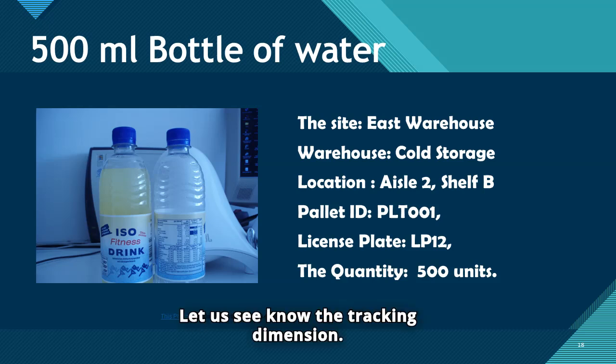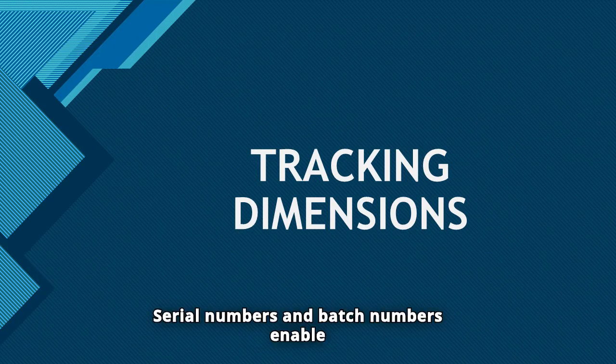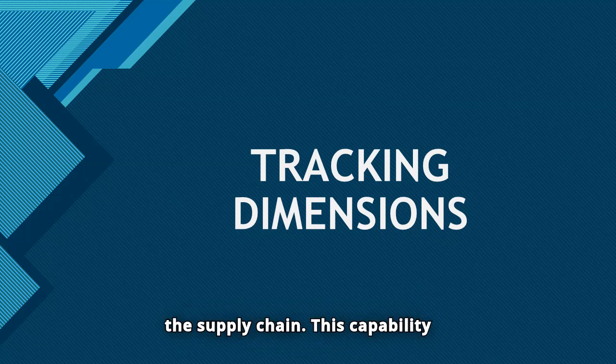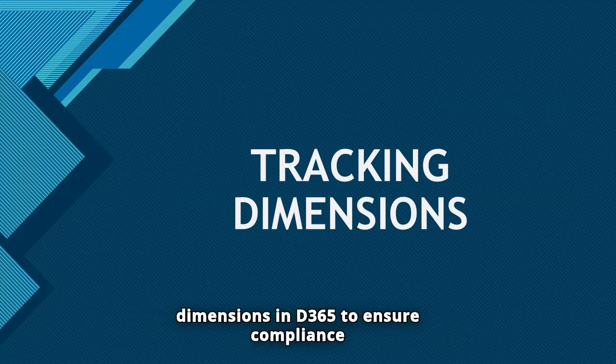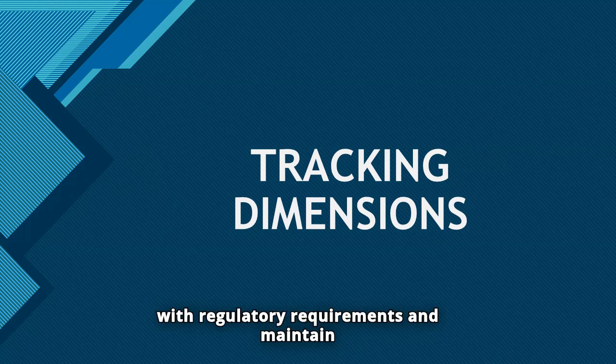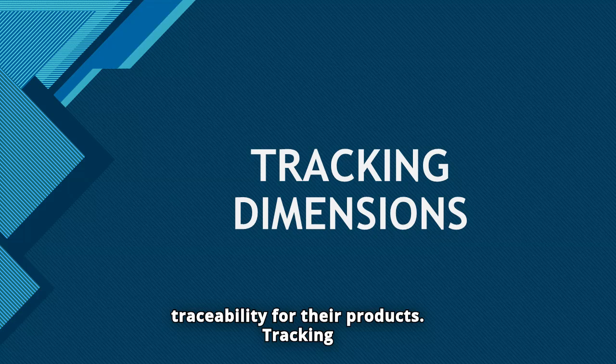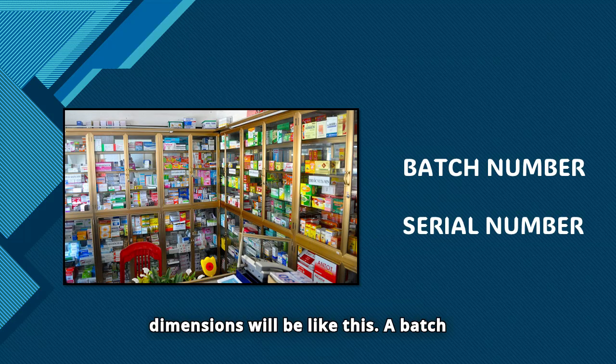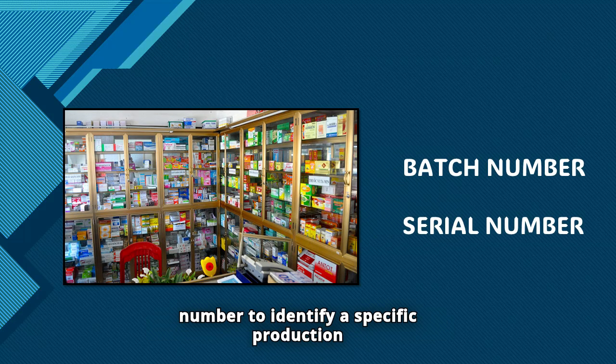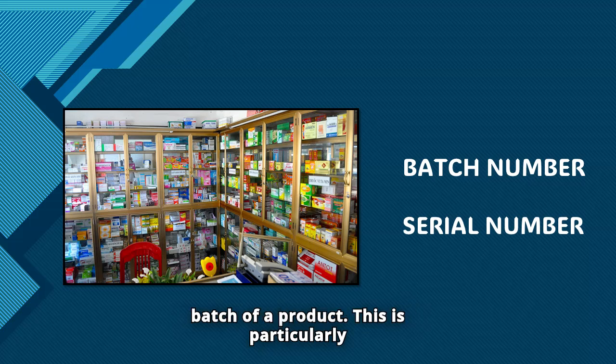Let us look at the tracking dimension. Serial numbers and batch numbers enable precise tracking of products throughout the supply chain. This capability ensures traceability and enhances inventory management. Example: a pharmaceutical company uses tracking dimensions in D365 to ensure compliance with regulatory requirements and maintain traceability for their products. Tracking dimensions will be like this: a batch number to identify a specific production batch of a product.